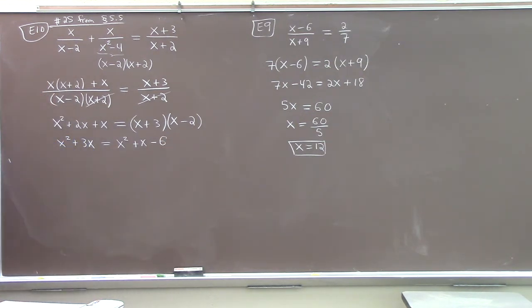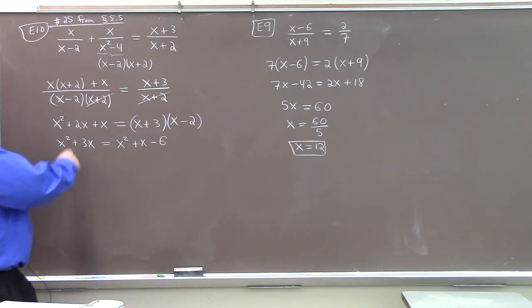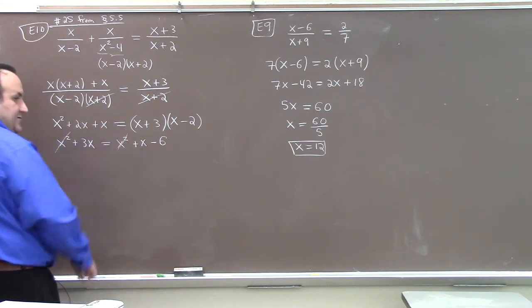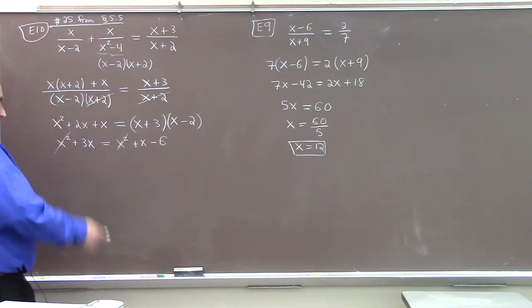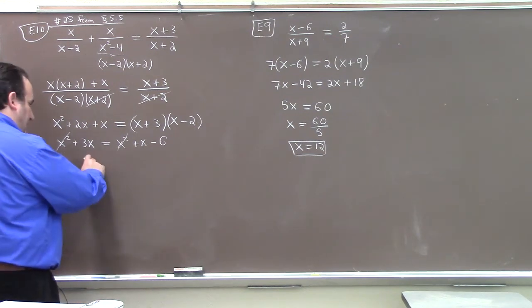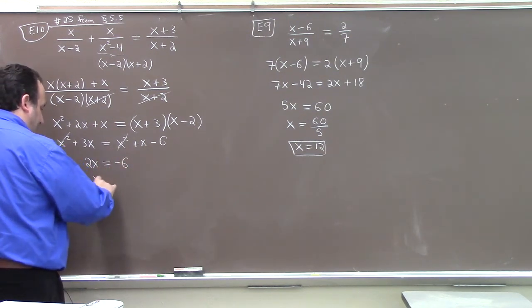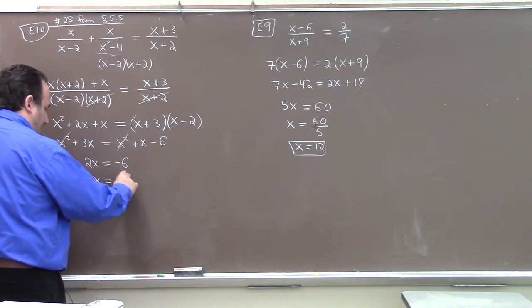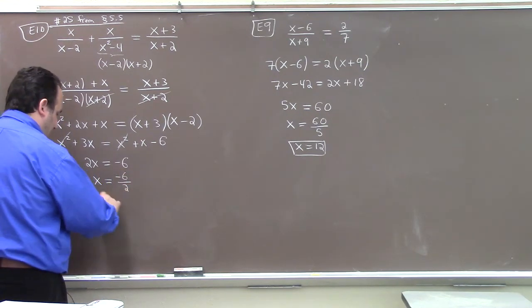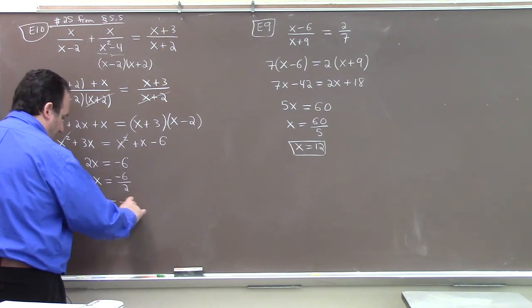Take care of your x's on one side. Oh, I was hoping for a quadratic equation, but I'm now disappointed. It's not a quadratic. I mean, in general, these kinds of problems could land you at a quadratic equation, you know? Didn't happen to us here, though. So, yeah, these cancel, don't they? Subtract them from both sides, and we're just left with 2x equals minus 6. So x equals minus 6 over 2, minus 3.